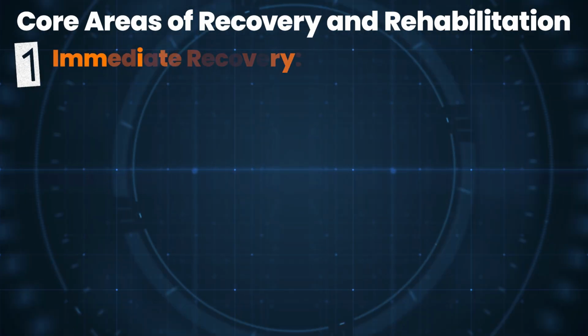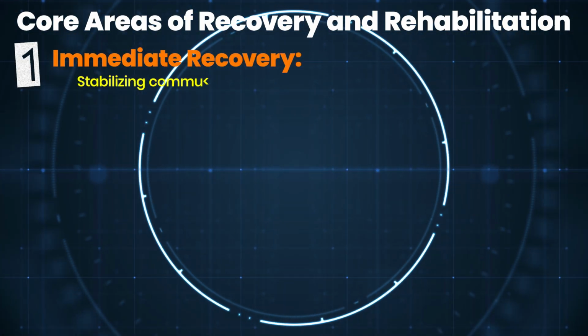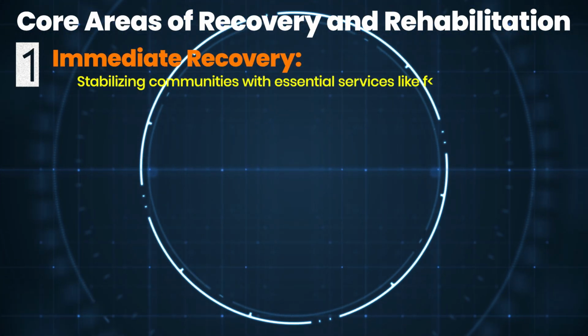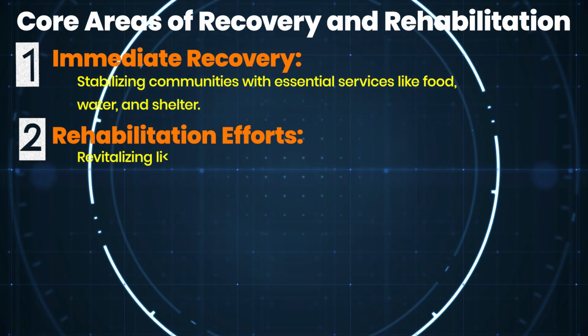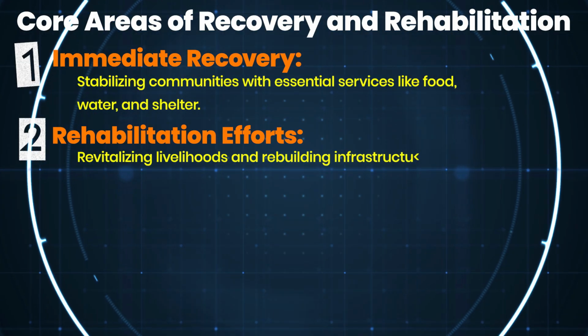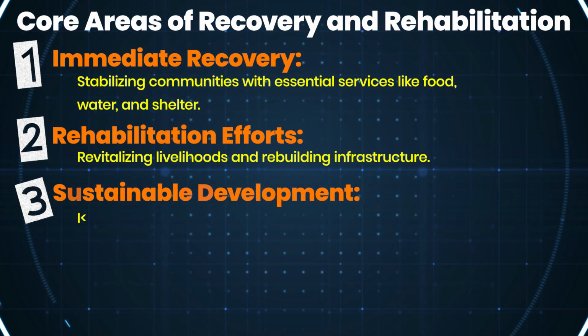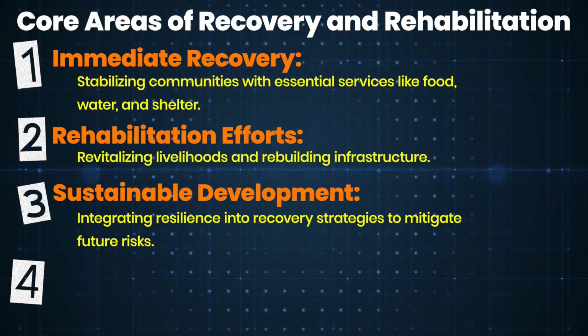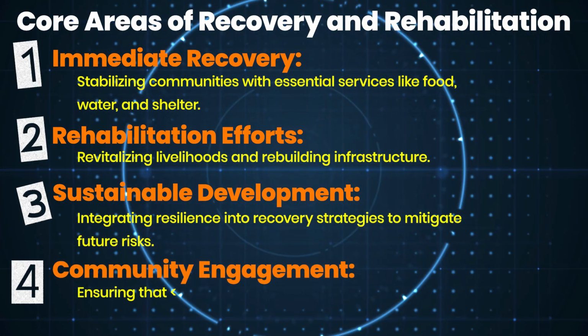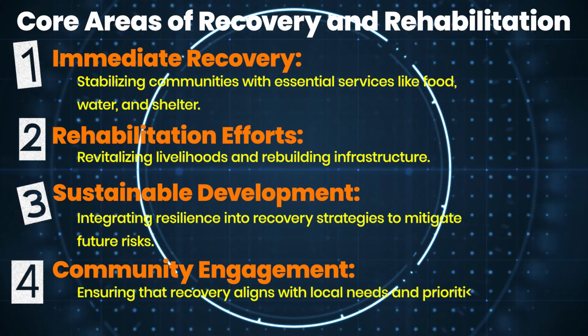Number one is immediate recovery, stabilizing communities with essential services like food, water and shelter. Number two is rehabilitation efforts, revitalizing livelihoods and rebuilding infrastructures. Number three is sustainable development, integrating resilience into recovery strategies to mitigate future risks. And number four is community engagement, ensuring that recovery aligns with local needs and priorities.